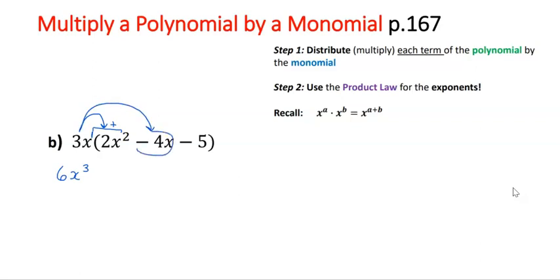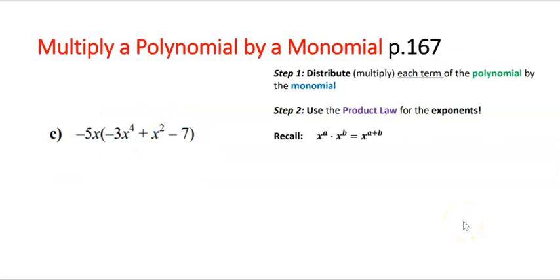This is a negative 4x. 3 times negative 4 is negative 12. x to the 1 plus 1 is x squared. And lastly, we multiply to the third term, which is a negative 5. 3 times negative 5 is negative 15. And the x gets brought along, negative 15x. We take a quick look. Nothing can be combined further. We don't have like terms. So this is our simplified trinomial. Go ahead and pause the video for C.